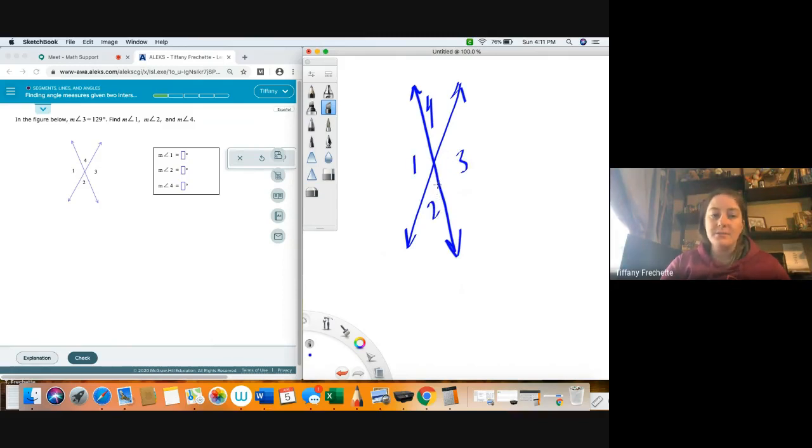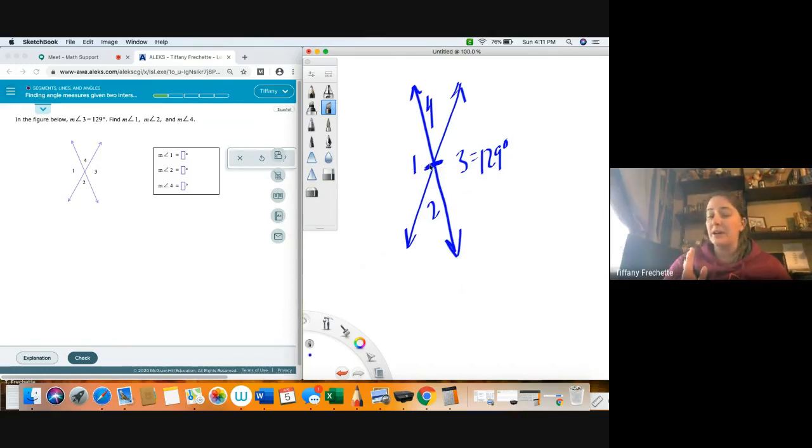Okay. So we have this written out, and they tell us in the figure below, angle 3 equals 129 degrees. So if we know that angle 3 is 129, we're going to go around and figure this out. Since I've already told you about vertical angles, we can already figure out what angle 1 is without having to do any calculations at all. They're vertical, meaning they're across from each other.